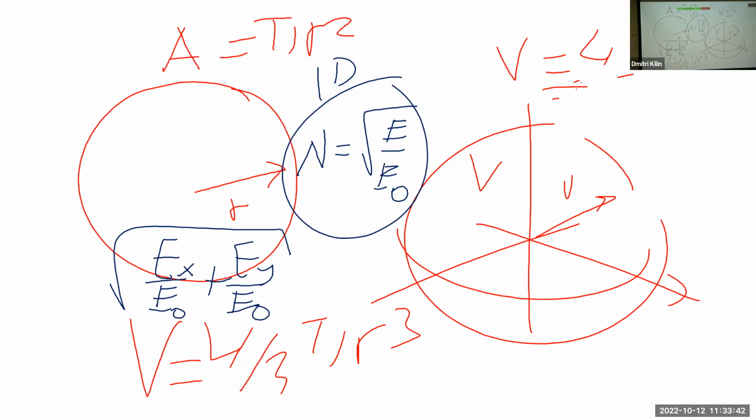Area is pi r squared. And volume is 4/3 pi r cubed.